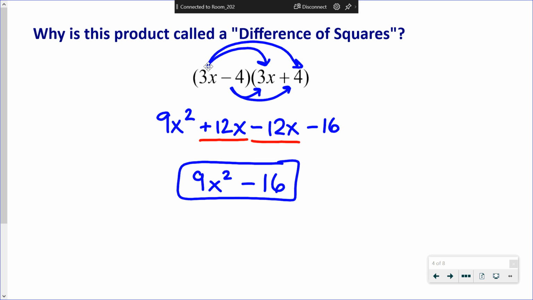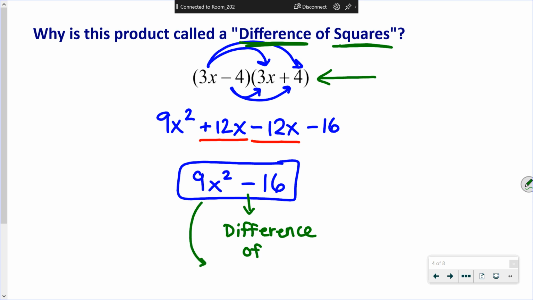The reason, as the question at the top asks, the reason this would be called a difference of squares is not because of this, right? This is not a difference of squares. In fact, those words might be confusing to you. But if we look at this final answer, this is a difference, right? Difference is the word that means subtraction in math. So the difference between 8 and 5 would be 3. It means subtraction. So this is a difference of what we have here, 2 perfect squares.